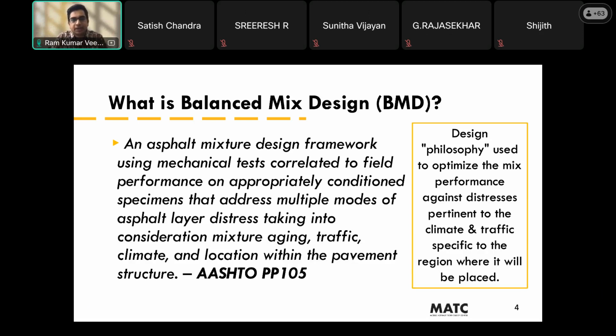definition of balanced mix design is that it is a design philosophy that's used to optimize mix performance against distresses pertaining to the region where it's being placed, and the traffic and the climatic region it's going to experience. So unlike these traditional methods, balanced mix design combines, along with the volumetric testing that has been used traditionally, a comprehensive design approach in terms of resiliency and durability aspects. So this is one way balanced mix design addresses the performance gap.